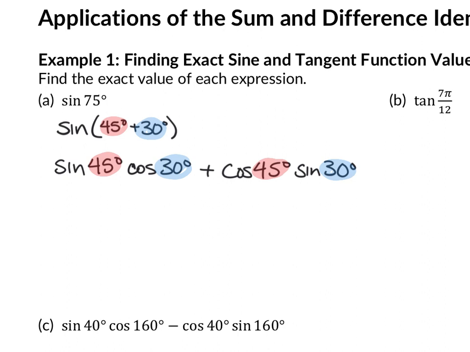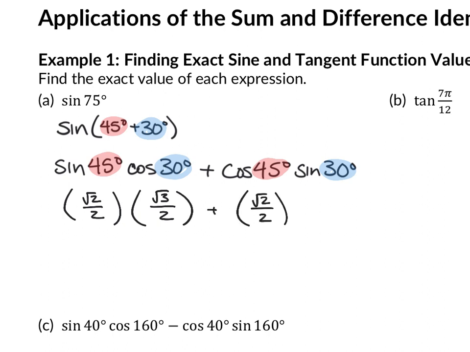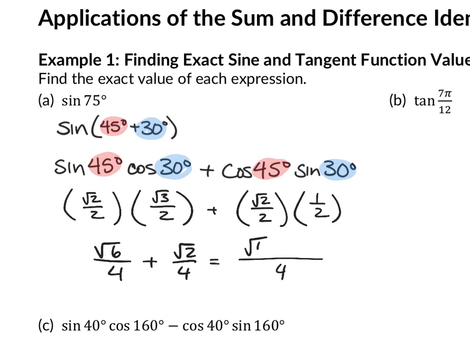What is the sine of 45 degrees? And what's the cosine of 30? The cosine of 45 is also square root 2 over 2, and the sine of 30 is 1 over 2. Top times top, bottom times bottom. We can simplify this to square root 6 over 4 plus square root 2 over 4. And then one giant fraction as square root 6 plus square root 2 over 4. The square root 6 and square root 2 can't combine by addition, so we have to leave it exactly like that. That's an exact value.